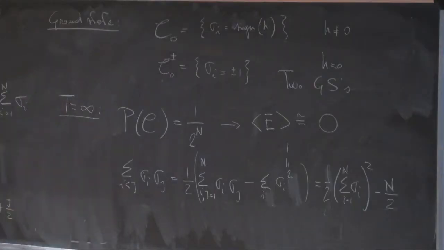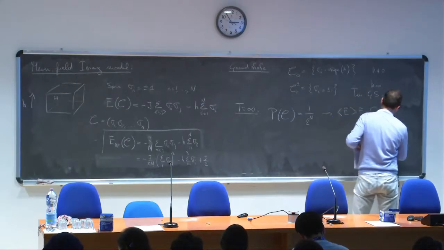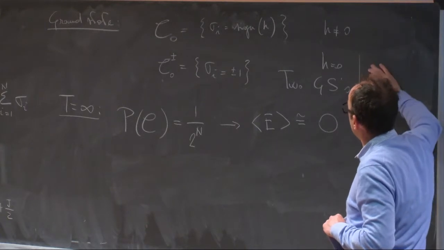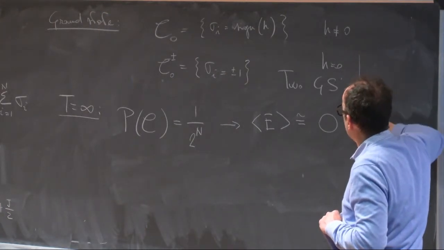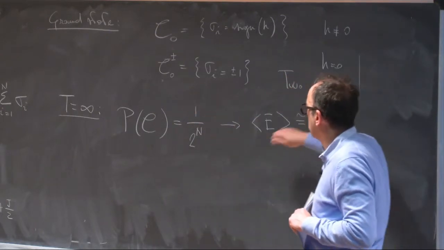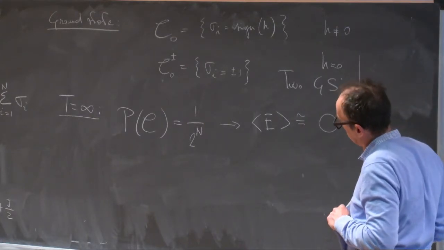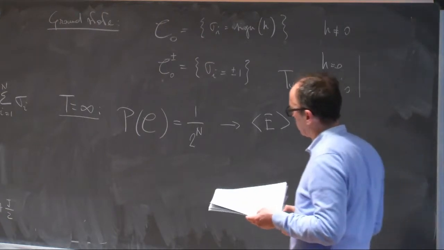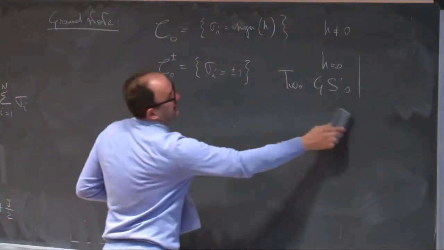So you see, this is the main reason why one studies this problem, because you have two different situations. One situation where, if you take h equal to 0, you have two ground states, and the opposite situation where you don't care about the energy, or say you take infinite temperature, you get one single ground state. The issue is how you go from this situation to this situation, which is what we are interested in. And there are two different ways of discussing this system.